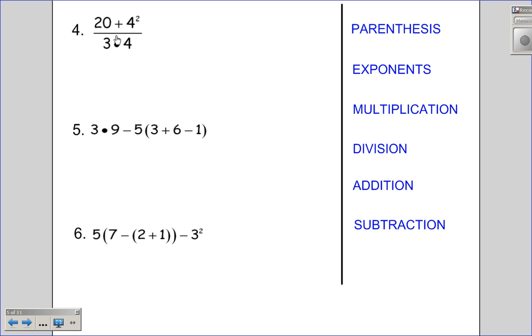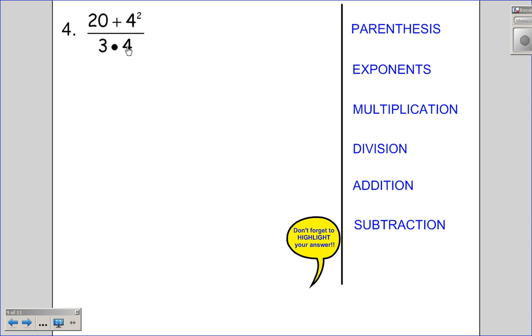Alright, let's take a look here at number 4. So once again, I have the numerator, the top part, and the denominator. I'm going to work all the top out, work all the bottom out, and then do my division, use my division symbol here in the center. So do I have parentheses? No. Do I have any exponents? Yes, I have some exponents. So I'm going to do what's on top first.